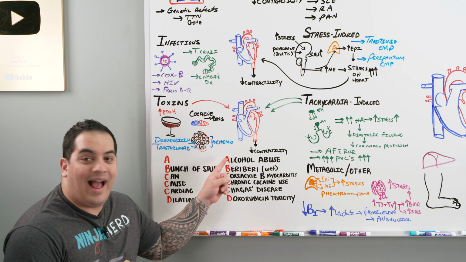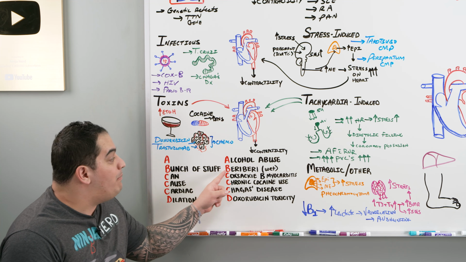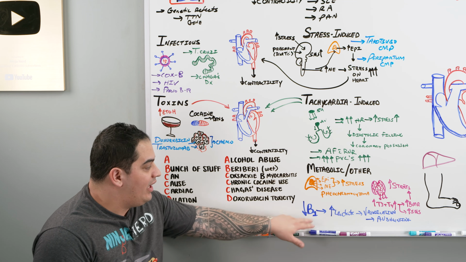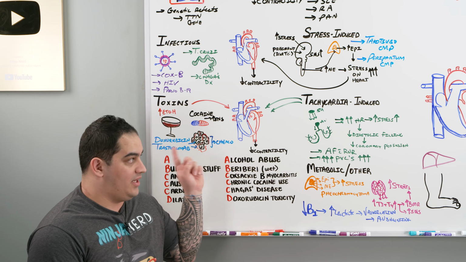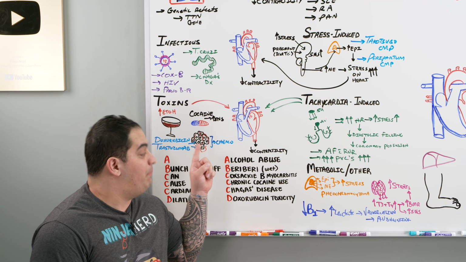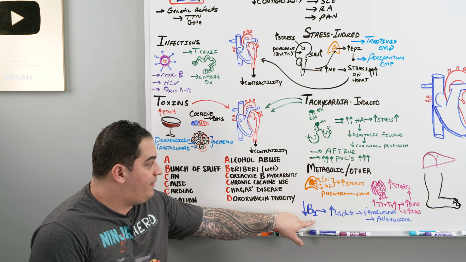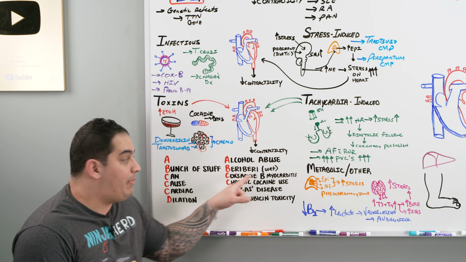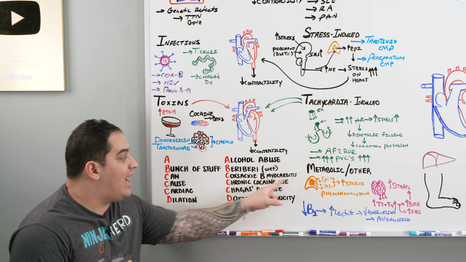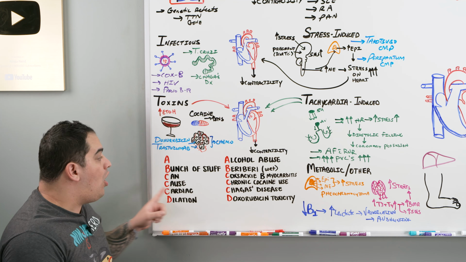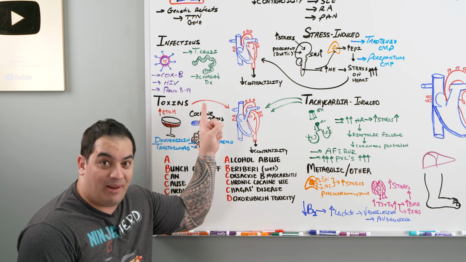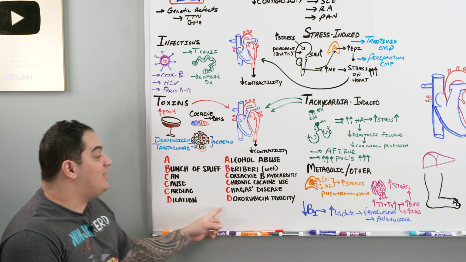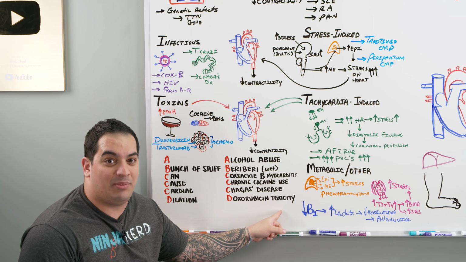A for alcohol abuse. B for beriberi, wet beriberi. Guess what it's called whenever you have vitamin B1 deficiency that causes dilated cardiomyopathy? Beriberi. So again, B1 deficiency is beriberi, wet beriberi. C: Coxsackie B virus, chronic cocaine use, cardiac Chagas disease by Trypanosoma cruzi. And D for dilation, doxorubicin, and daunorubicin toxicity.